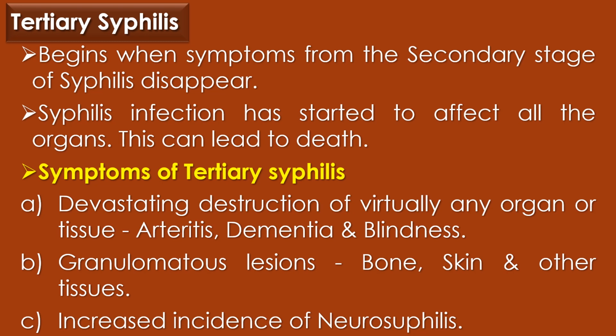The first one is devastating destruction of virtually any organs or tissues, for example, arthritis, dementia and blindness. The second symptom is granulomatous lesions, which may be found in bone, skin and other tissues. The third symptom of tertiary syphilis includes increased incidence of neurosyphilis.